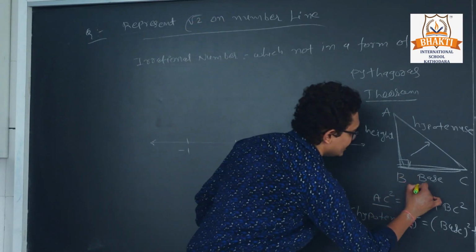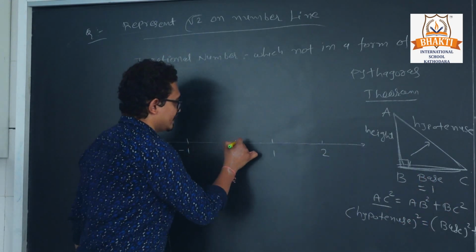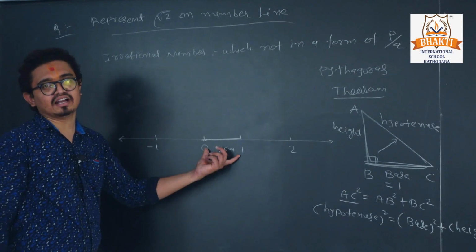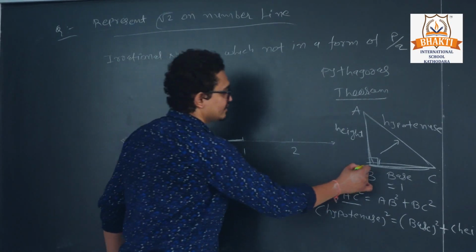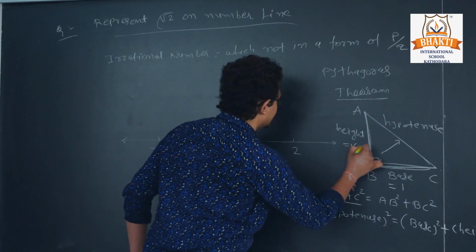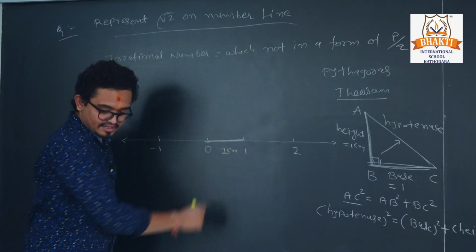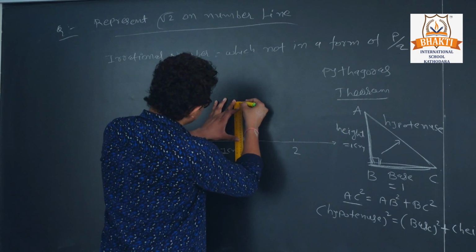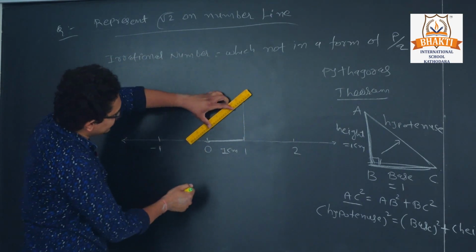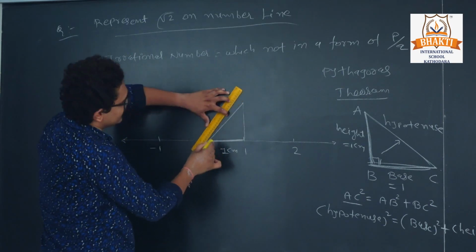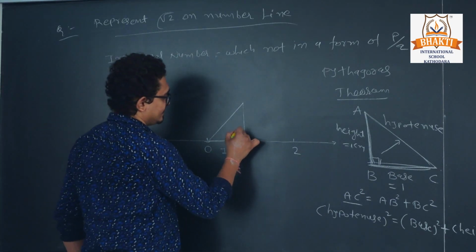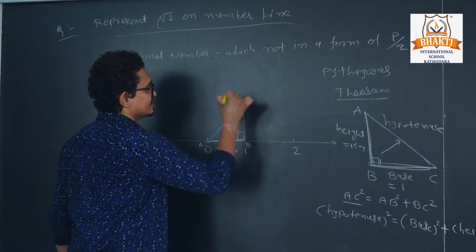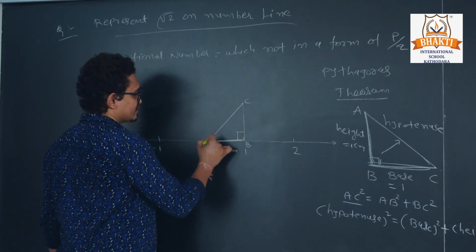For that, we take base equal to 1. First of all, we draw a base equal to 1. You can take any scale on the number line, either 1 centimeter or 2, it depends on you. The height is also 1 centimeter, so we draw the same measurement. Now we join these two points, and it is a right angle triangle. Here we can give it names: suppose this is A, this is B, and this is C.